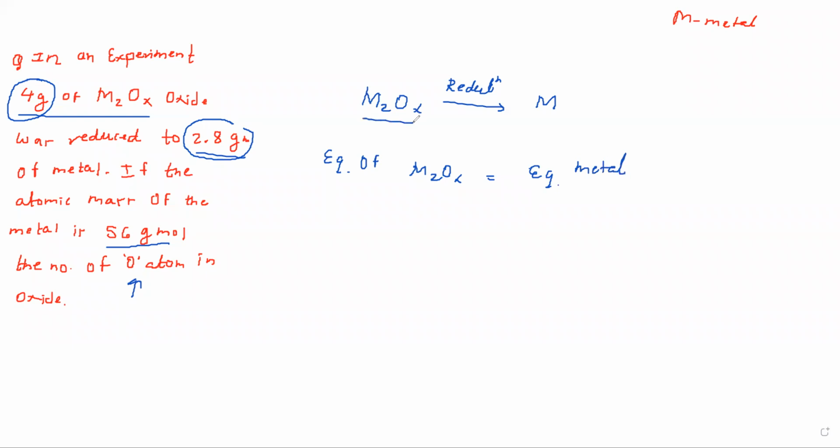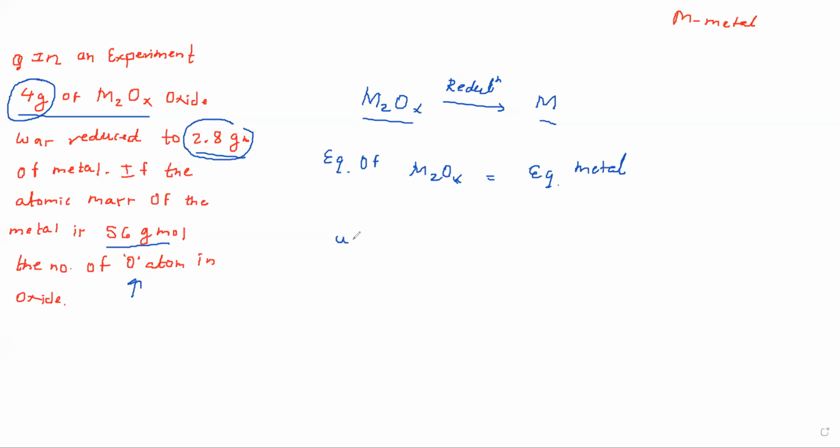Means what? In M2OX, how many metals are there? Whatever metal is obtained, it's from M2OX. So the equivalent of M2OX is equal to the equivalent of the metal. Just try to understand that. Let me write it clearly. Okay, that's the first point. Then let's talk about this equivalent.